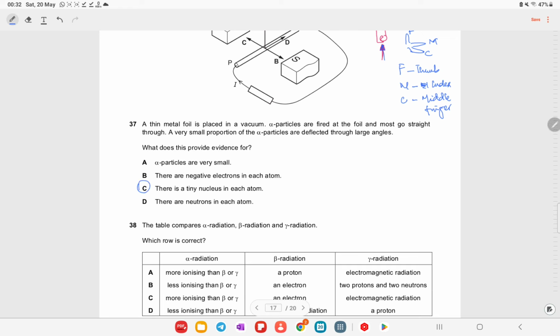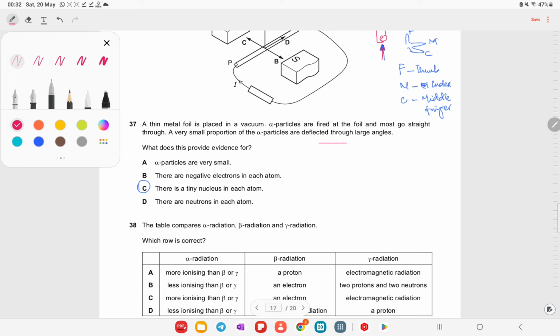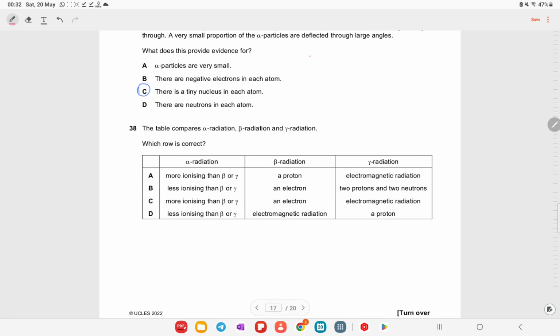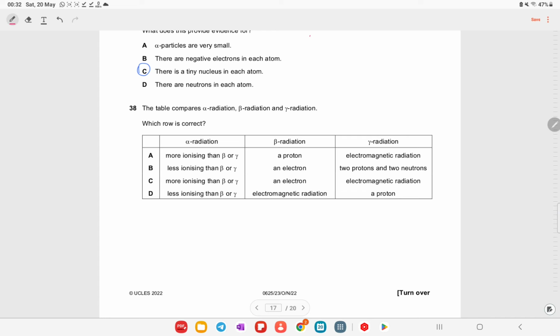Option C is going to be your right answer, because some of the particles are deflected through large angles, so there might be some nucleus in each atom. Basically, this was what happened when this experiment was carried out. These were the results on which they found protons, neutrons, and electrons, and there was a tiny nucleus in which the protons and neutrons were there.